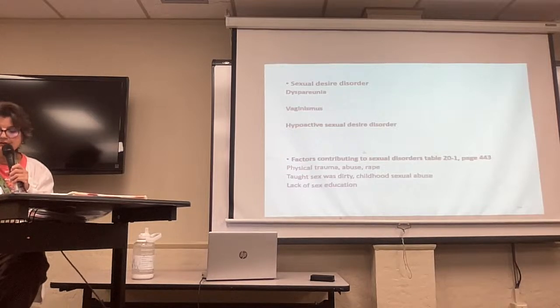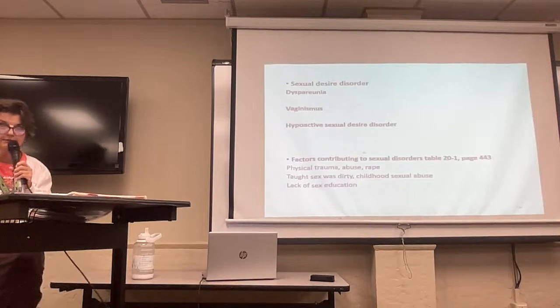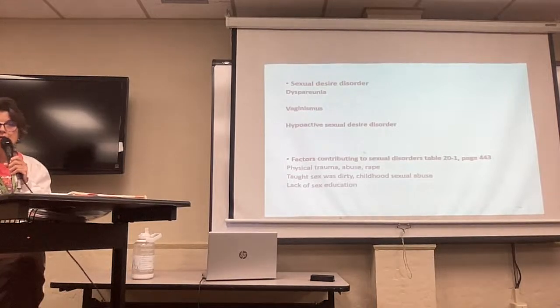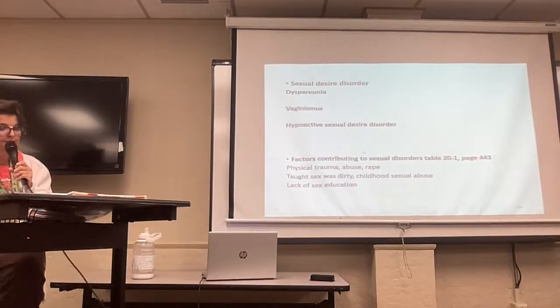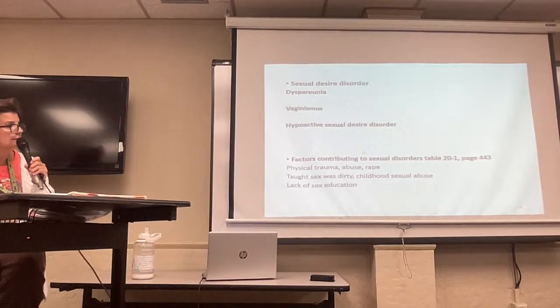Another one is vaginismus. It's involuntary muscle spasms of the outer third of the vagina interfering with sex. So penetration is not possible. This might be something you see in someone who's been sexually assaulted. And then hypoactive sexual desire disorder. No desire at all to have sex, low interest in it, doesn't want it, pretty much doesn't participate in it in any way. And sometimes that might have to do with sexual abuse as a child.